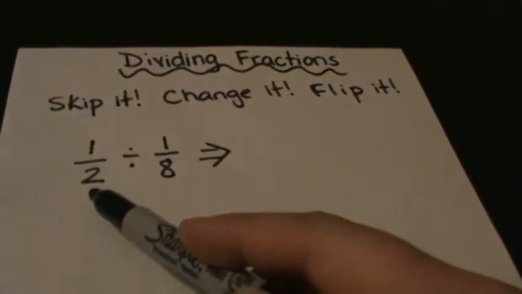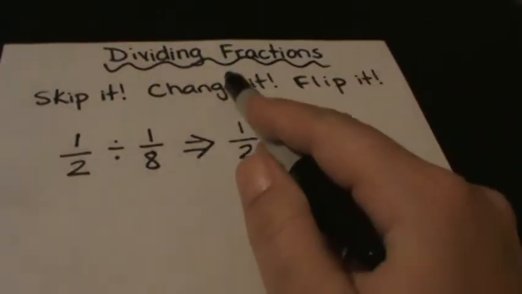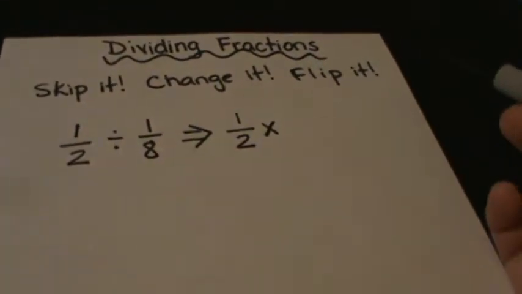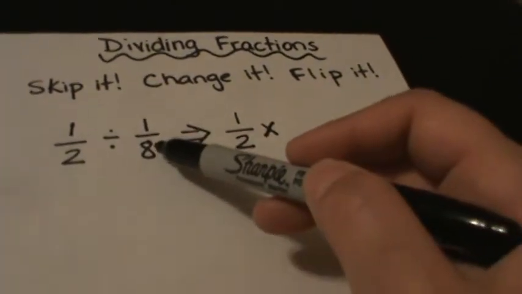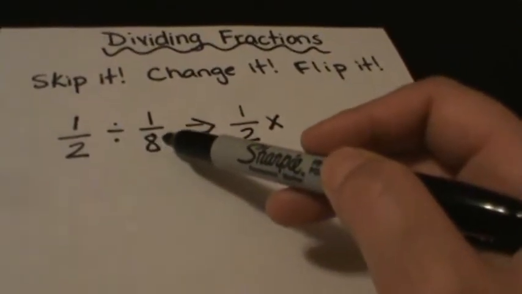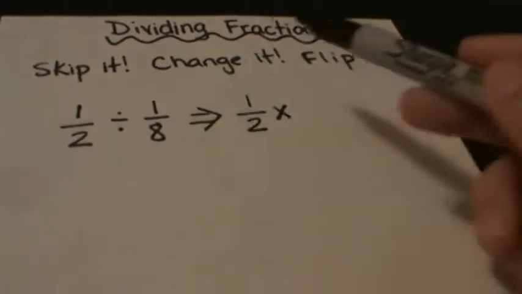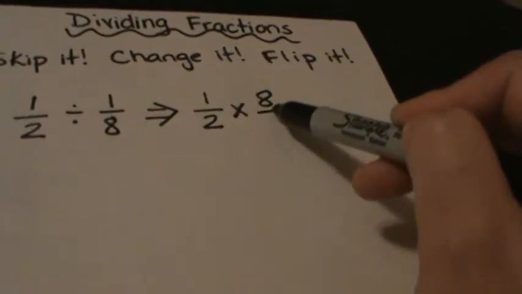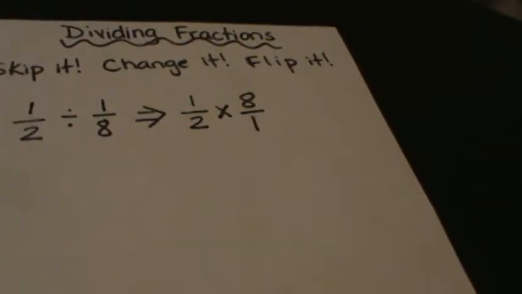By skip it, that means that we don't do anything to the 1/2. It stays the same. Change it. The division sign is going to turn into a multiplication sign. And flip it. 1/8. We need to write the reciprocal of 1/8. The reciprocal is the exact opposite fraction. So now instead of saying 1/8, we're going to say 8/1. Suddenly, this is a fraction multiplication problem, one that we have seen many times before.